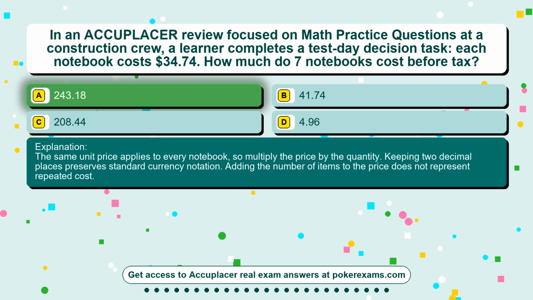The same unit price applies to every notebook, so multiply the price by the quantity. Keeping 2 decimal places preserves standard currency notation. Adding the number of items to the price does not represent repeated cost.